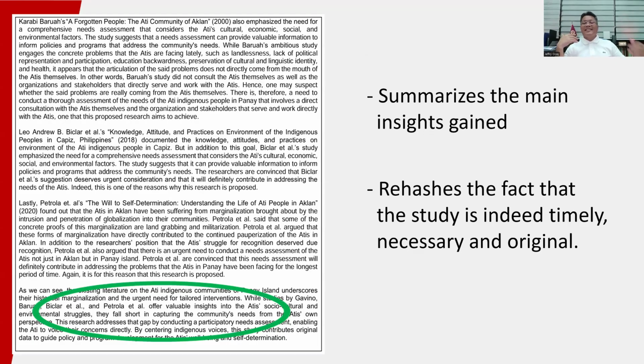We're able to convince the funding agency that this is a very important research because it's timely, necessary, and original. And so you have to rehash that part. The point is, we're able to establish and justify the necessity, timeliness, and originality because of the lit review, which is the section that follows the rationale of the study. And then we have to rehash those points in the concluding part because we have to remind our panel that indeed, this is important.